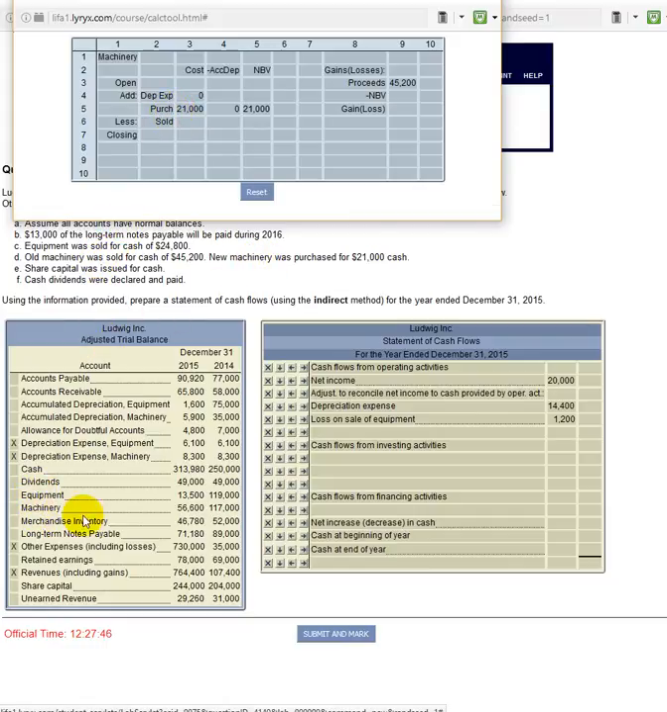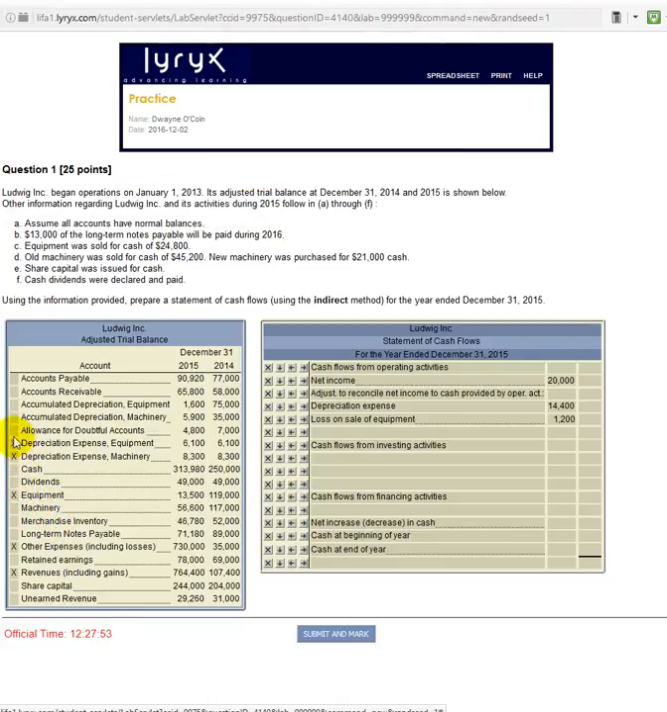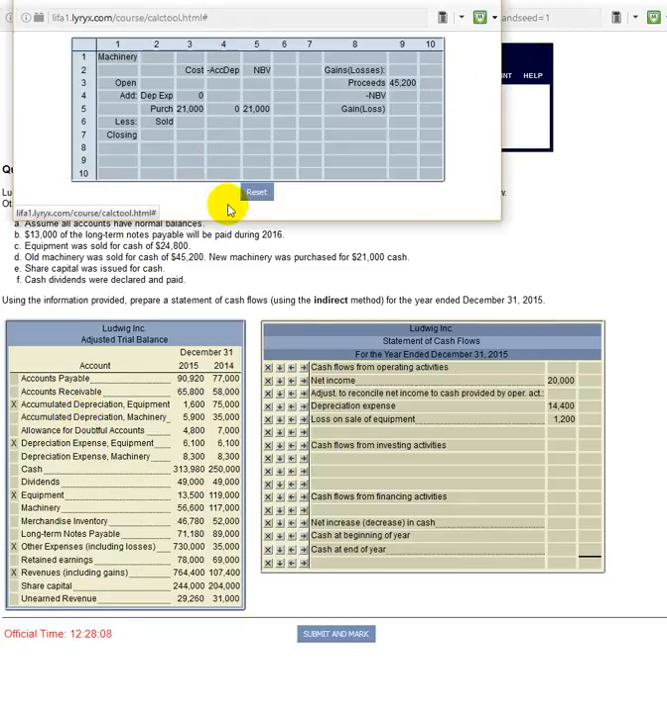Now we need to go down here and find all of the machinery related items. So we've already taken care of the equipment. We've taken care of the depreciation expense for the equipment and the accumulated depreciation for the equipment. Now we need machinery, depreciation expense, and accumulated depreciation for the machinery. Let's bring our spreadsheet back.